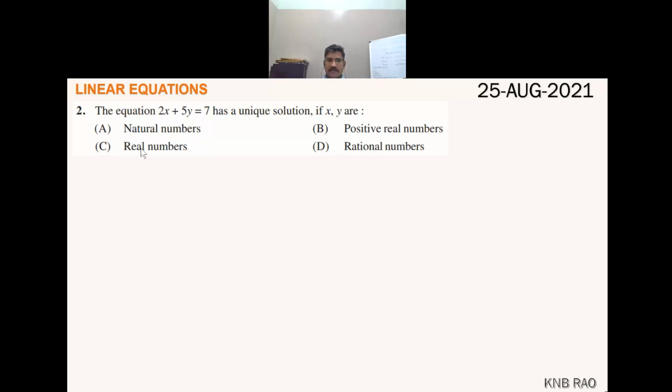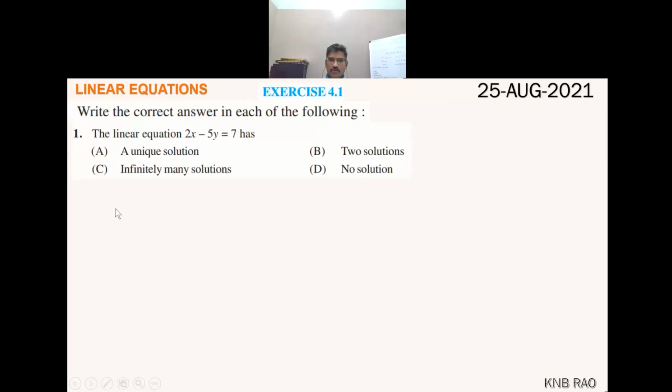Okay. Natural numbers A, positive real numbers B, real numbers C, rational numbers D. Sambram, tell me the question number 1 options. Sir, you can send the polling once again. Yeah, question number 1: a unique solution, option A. 2 solutions, option B. Infinitely many solutions, option C. No solutions, option D.